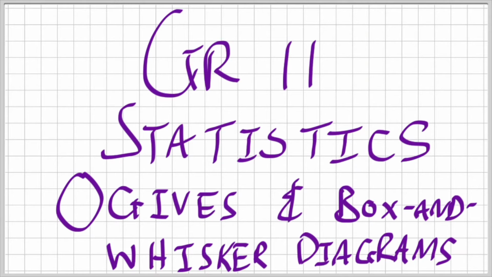We are now diving into the two most important topics in statistics in grade 11 and 12, except maybe for standard deviation, which we're going to get to later on. But let's start by looking at Ogives. Some teachers will call it cumulative frequency diagrams, but the majority of us maths people, statisticians, call it Ogives.